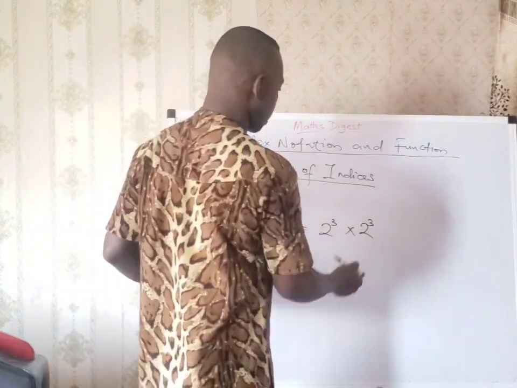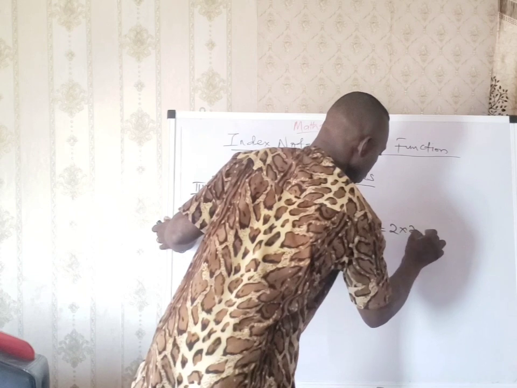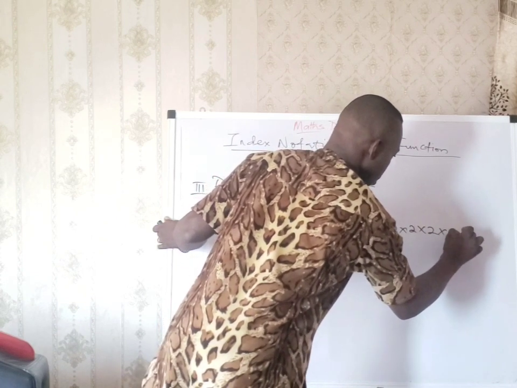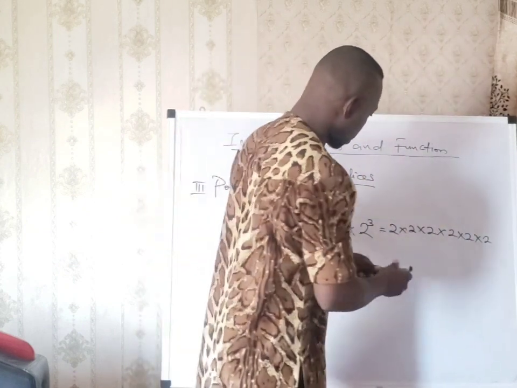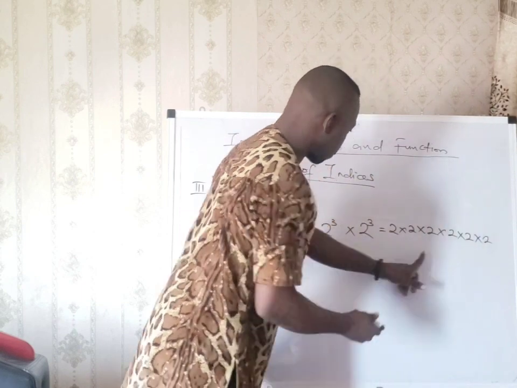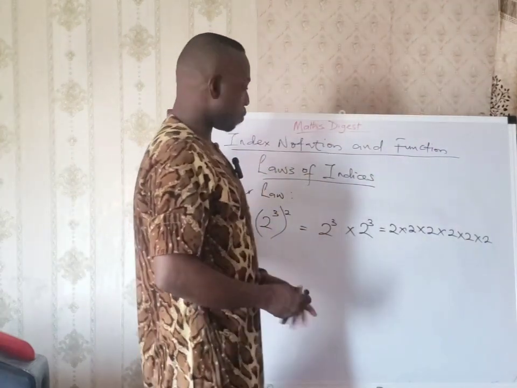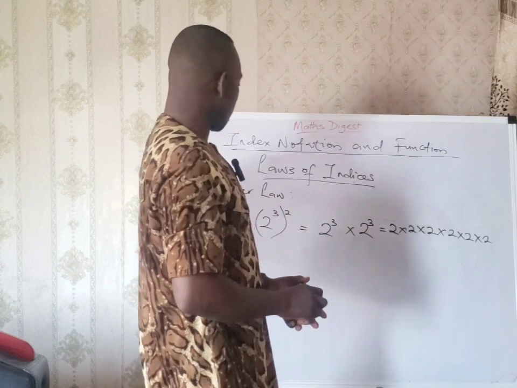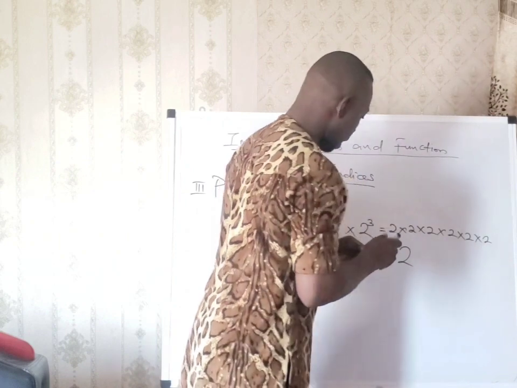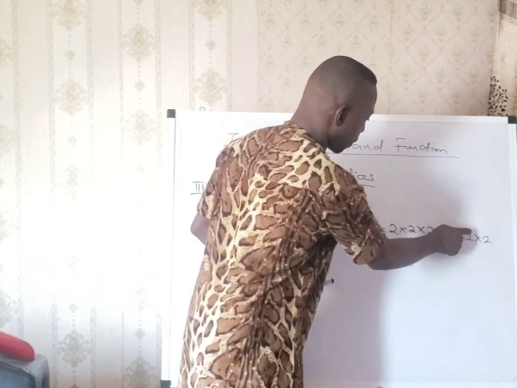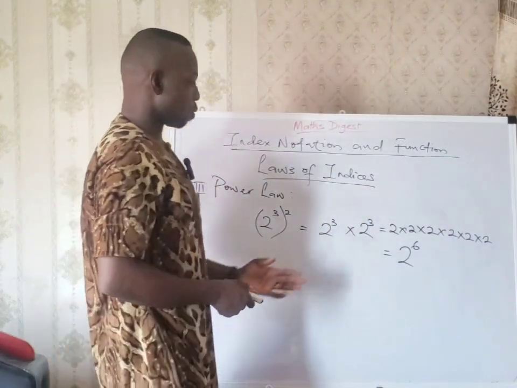And if you say 2 raised to power 3 times 2 raised to power 3, it will give you 2 times 2 times 2 times 2 times 2 times 2. So we have this from here to here for the first one, and from here to here for the second one. And if you multiply out, just like our product rule will tell us, this will simply give you 2 raised to power, how many are they? 1, 2, 3, 4, 5, 6. 2 raised to power 6. 1 plus 1 plus 1, 6 times, you have 6.